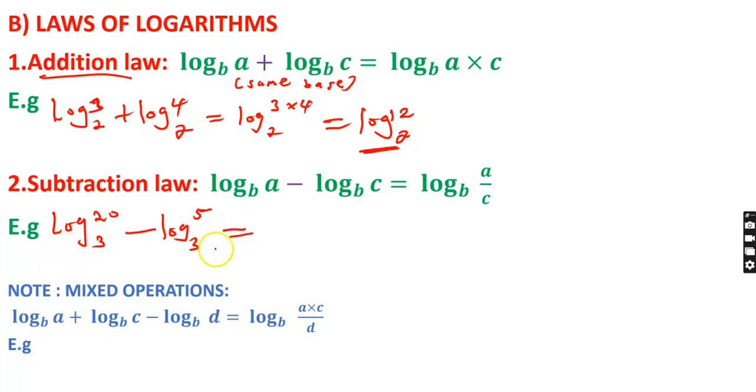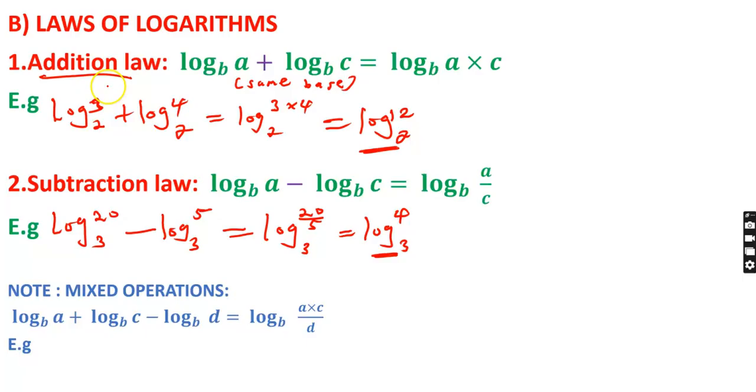Consider they have the same base. So this will give me log 20 over 5 base 3. And this will give me log 4 base 3. And that's the end of that. So this is what is called the subtraction law. I coined one.